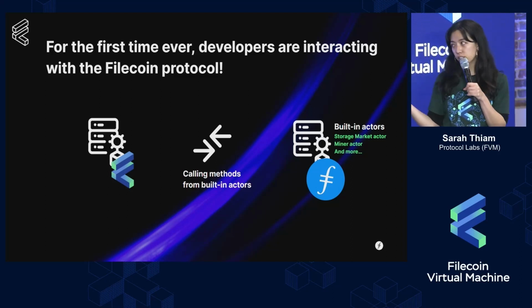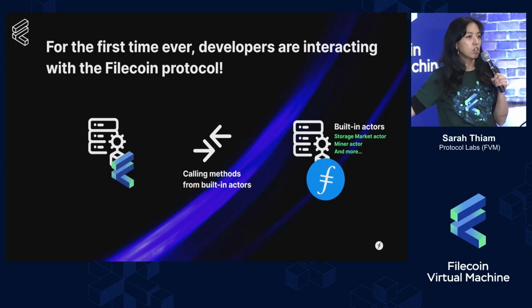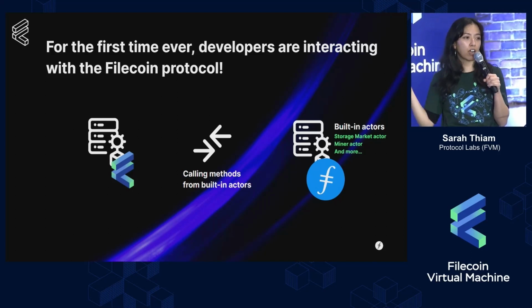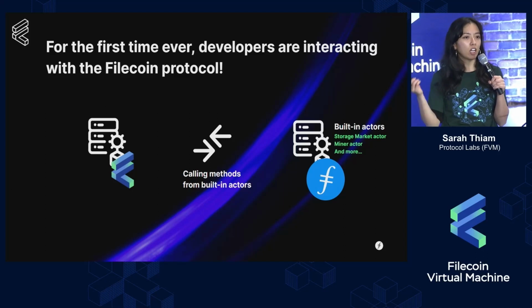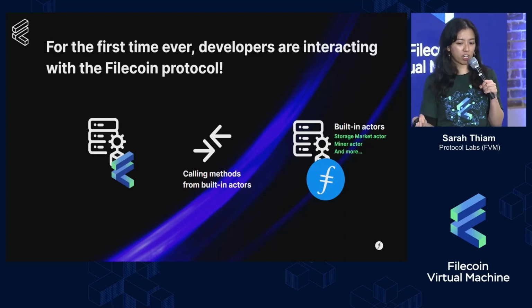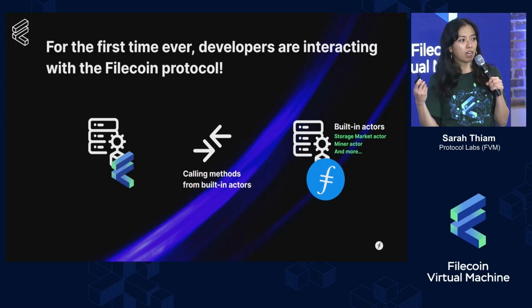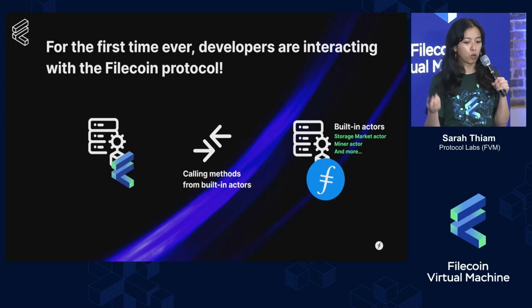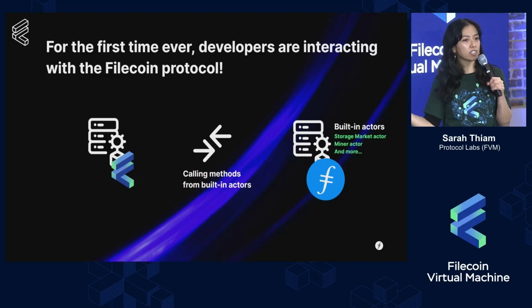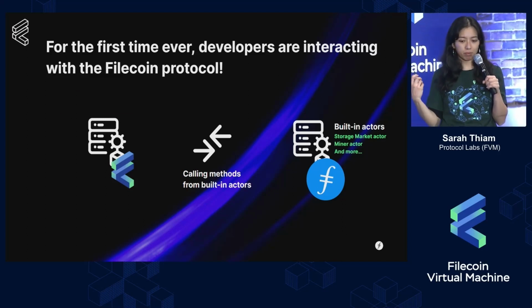And how you can do that: if you see over here, you have the FVM, and you will be calling methods from our built-in actors. We have a whole bunch of built-in actors that are already on the Filecoin network, and these run a lot of the operations for our storage network. We have storage market actors that deal with all the deal operations. We have a miner actor that deals with all the miner operations. If you're thinking about withdrawing balance, adding balance, and so on, the FVM and how you write your smart contract will be able to call these methods and interact with these built-in actors for your solution to run.